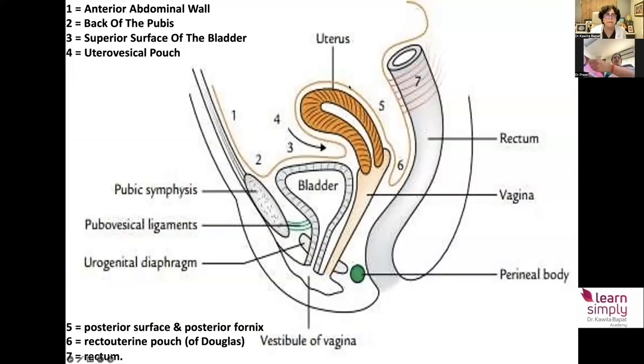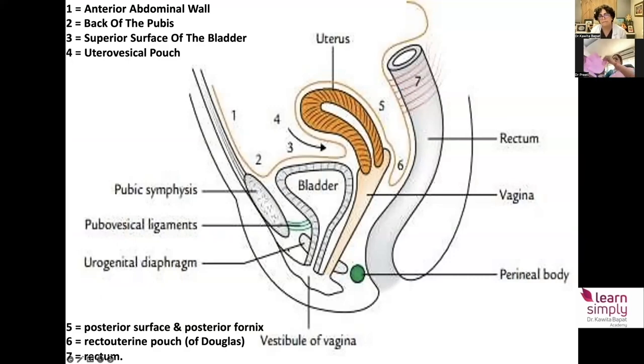So you should take the basics as very simple. This is the uterus. This is the uterovesical pouch. Fifth number, this is the recto-uterine pouch, because this is the rectum. Bladder ahead, this is the pubic symphysis over there, and the pubovesical ligament, which is connecting between the symphysis pubis and the anterior side of the bladder.